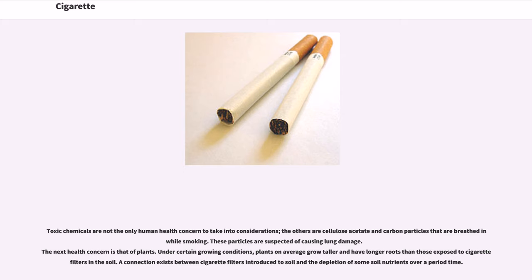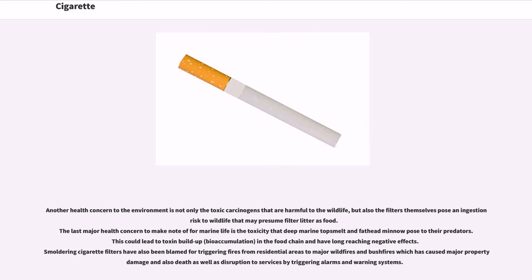Under certain growing conditions, plants on average grow taller and have longer roots than those exposed to cigarette filters in the soil. A connection exists between cigarette filters introduced to soil and the depletion of some soil nutrients over a period of time. Another health concern to the environment is not only the toxic carcinogens that are harmful to wildlife, but also the filters themselves pose an ingestion risk to wildlife that may presume filter litter as food.